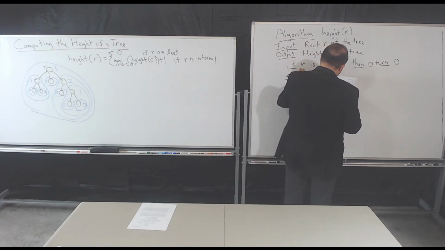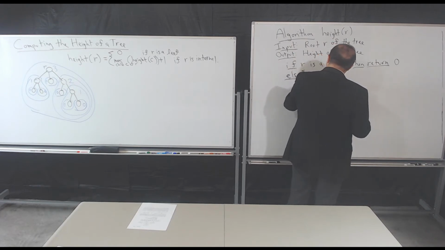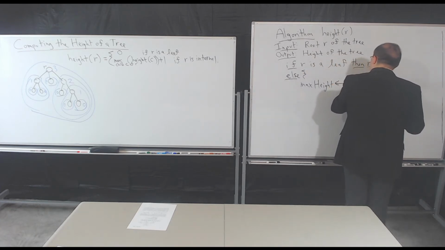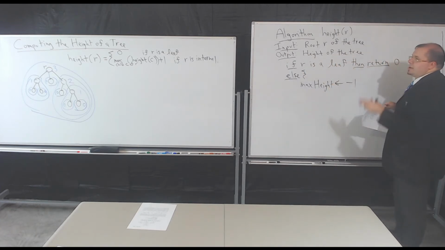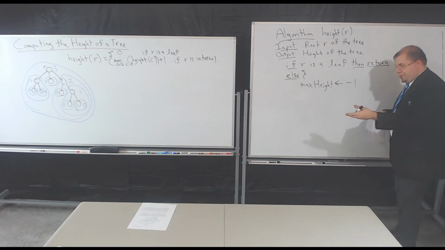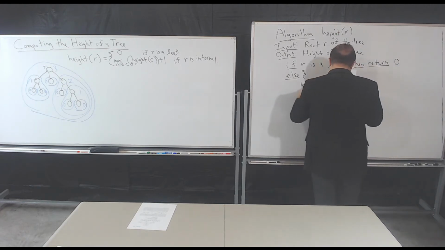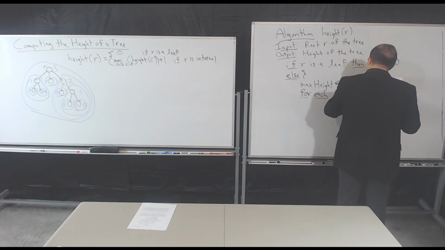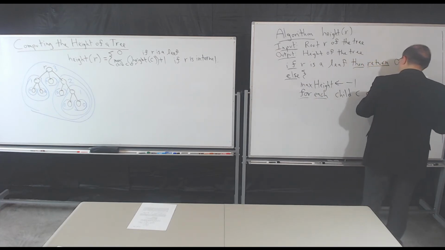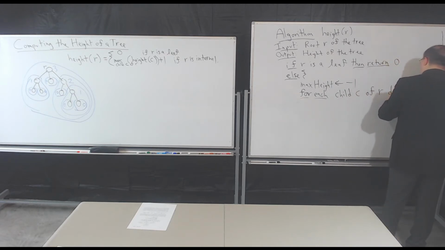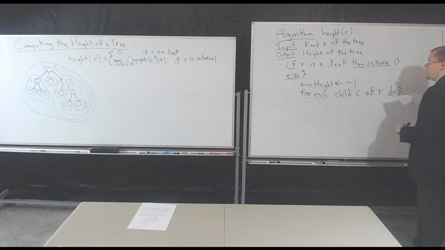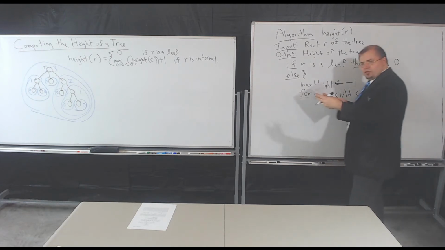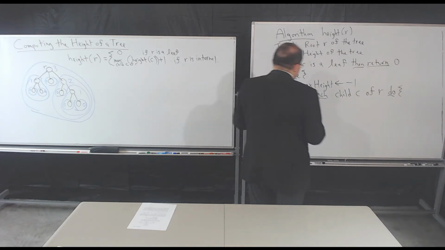Else, we're going to have a variable that's going to keep track of the maximum height we've encountered so far among the children. I'm going to start off and set it at -1 because it's either going to have no children or more, right? It can't have negative children. So I'm going to use a for each child C of R. So I'm going to do this for each one of the children of R. This is where children, the method I referred to earlier, becomes relevant.